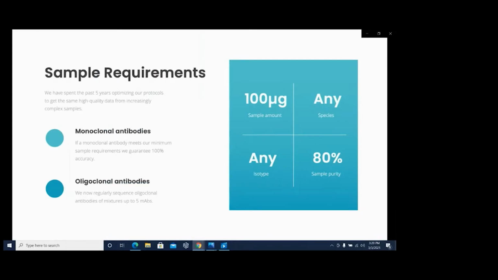And using our approach, we've tried to make everything completely de novo. So that means it's actually fairly easy to get a project started. We are completely ambivalent to isotype and species, and we strive for the same level of confidence for every single antibody we see. It doesn't matter if it's mouse, human, goat, llama, shark, really anything. All we need is about 100 micrograms of reasonably pure antibody sample. This holds true for monoclonal antibodies and even the oligoclonal antibodies that we were discussing earlier.